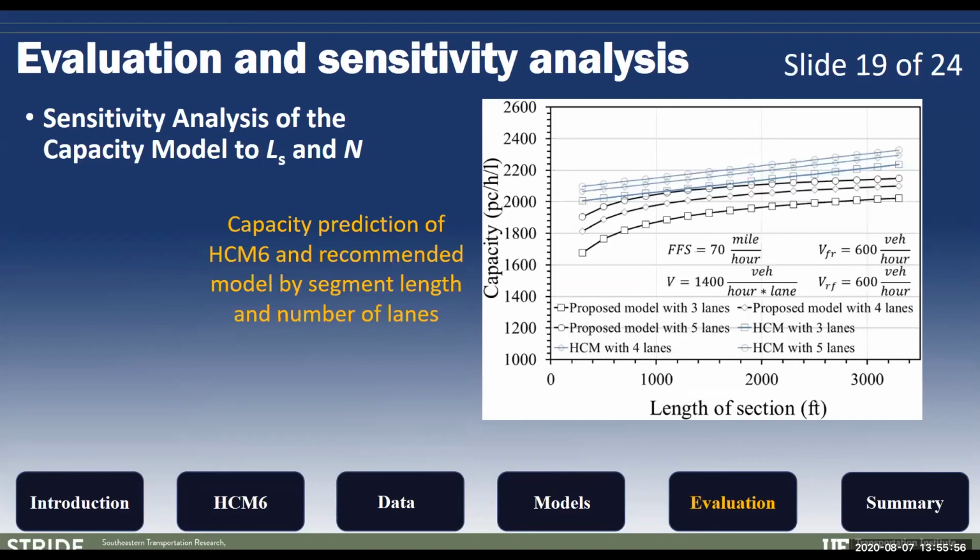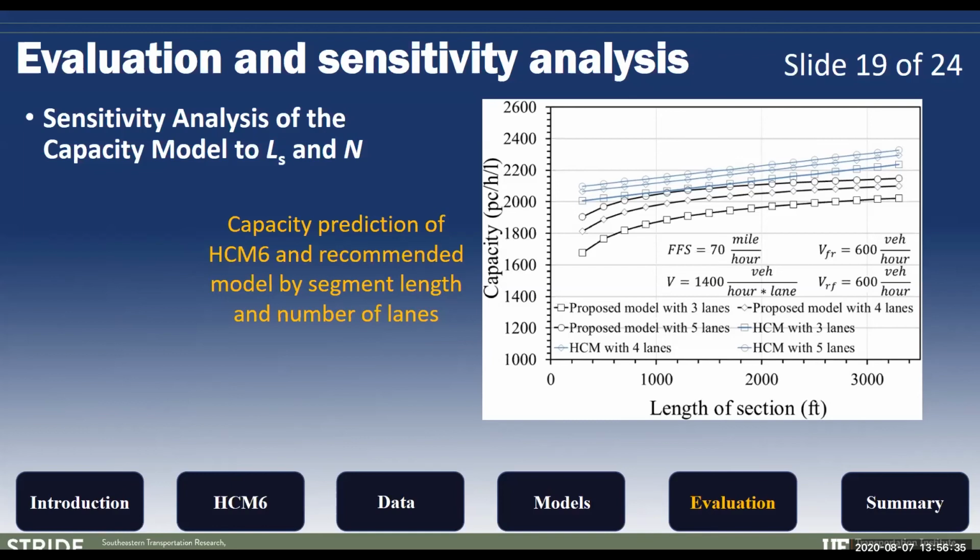The next one has to do with the capacity model. As I said here, we are predicting slightly lower capacity than the HCM, but that does not mean it translates into lower speed, because our speed model is a lot more appropriate and tied to the capacity model. But again, what's important here is the range of capacity for HCM compared to our model. We provide a much broader, wider range of capacity based on the length of the segment and on the number of lanes.